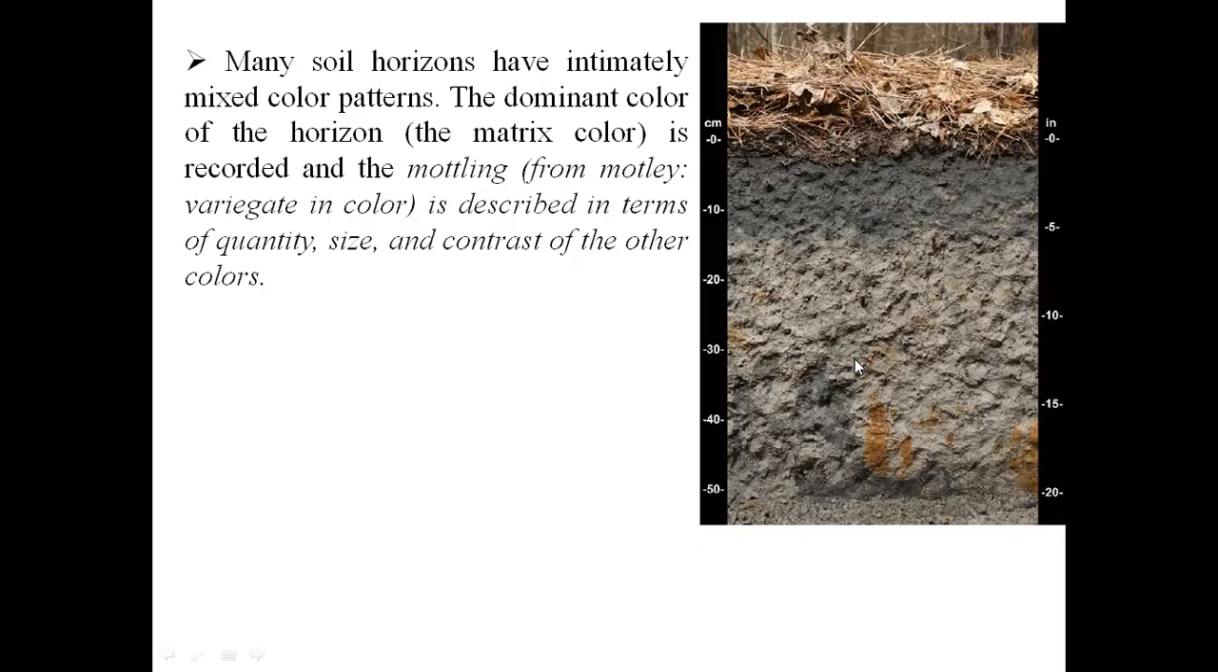So these mottle conditions are described in different ways, students. What are the different measuring properties of mottles? One, we will see the quantity. What is the quantity of mottling, and size and contrast. Contrast is a very big topic, students. I will give a very basic idea about contrast. So we will see how the mottles will be described: under quantity, size, contrast, and other colors.